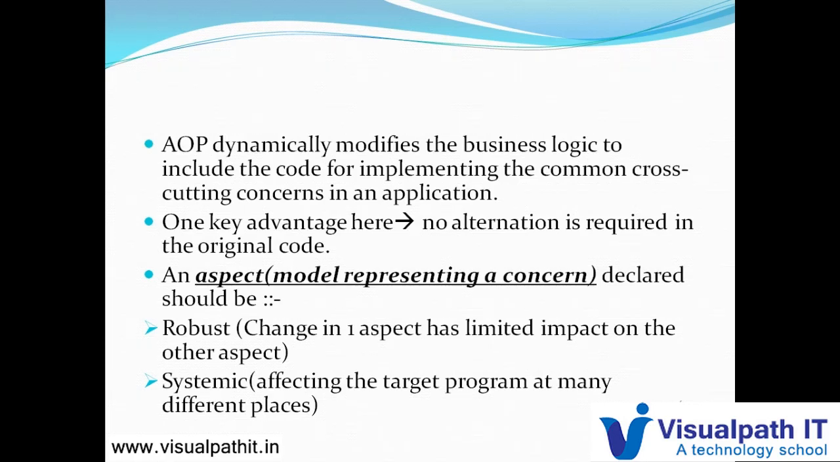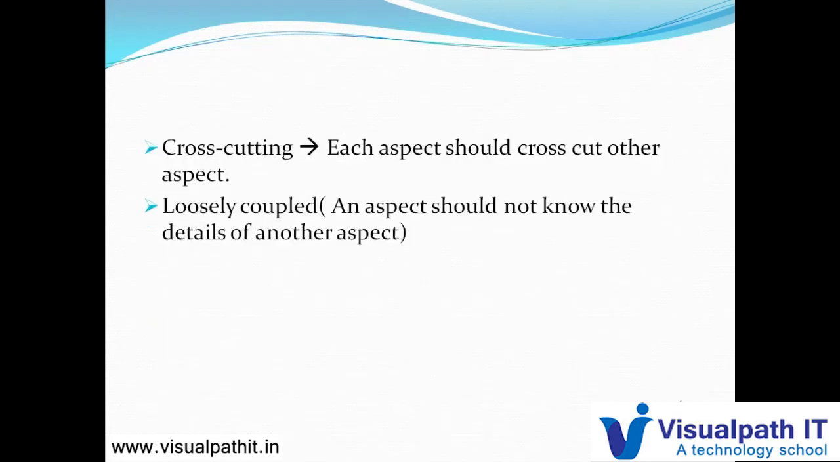So how should we declare an aspect in a file or an application? It should be robust. Robust in the sense that if we change one aspect, it should not have much impact on the other aspects. Second is systemic, that is, it should not affect the target program at different places. The third feature is cross-cutting. Each aspect or feature should cross-cut other aspects.